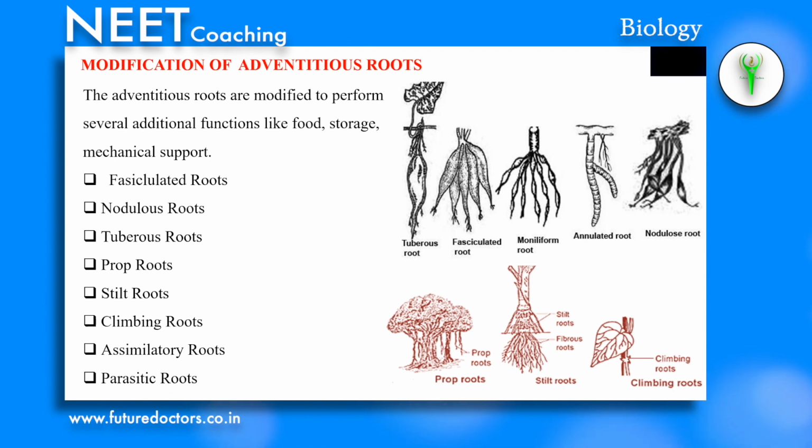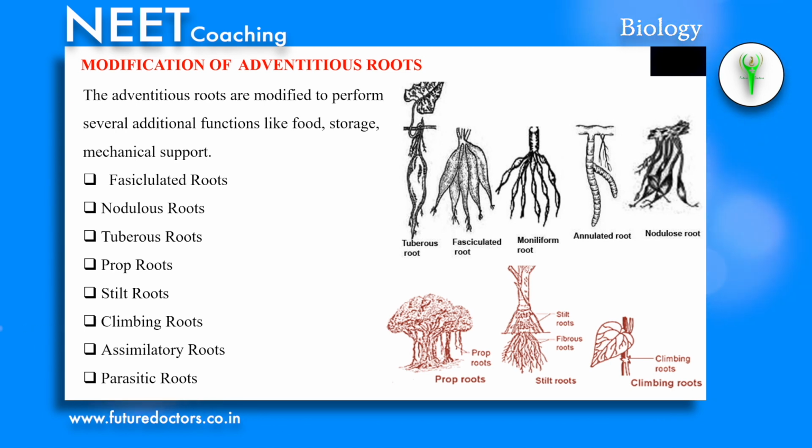Tuberous root. These are swollen without any definite shape. Fasciculated roots. These arise in clusters from the base of the stem. Moniliform roots. Swollen at regular intervals like beads of a necklace. Annulated roots, which resemble the shape of rings. Nodulose roots. These roots have swellings only near the tip.